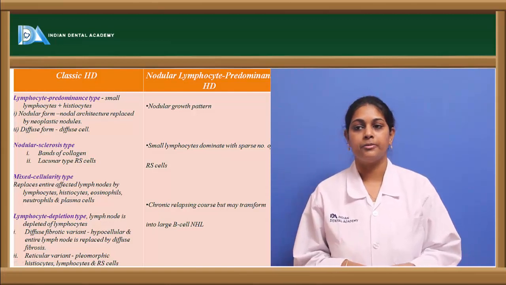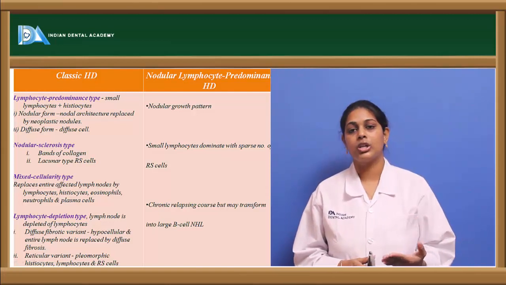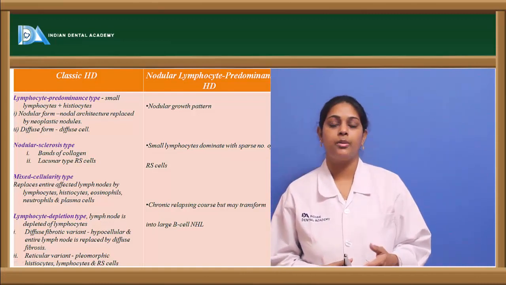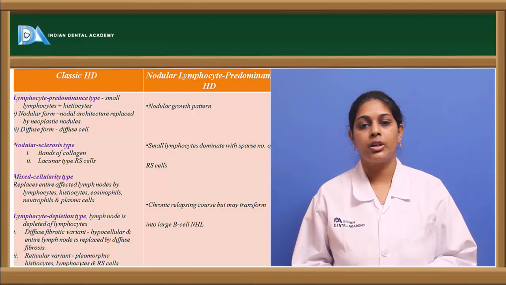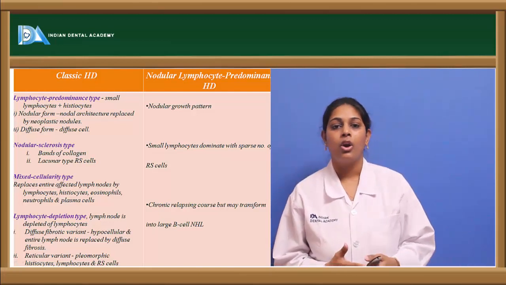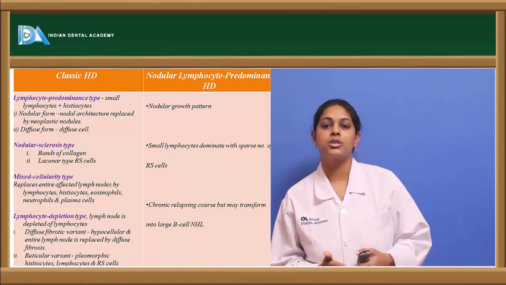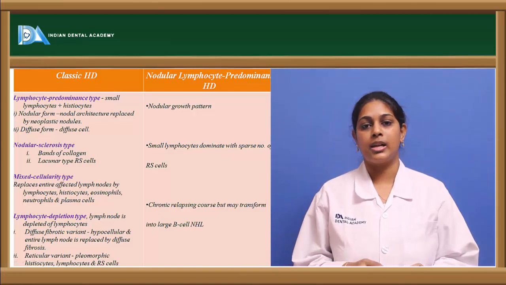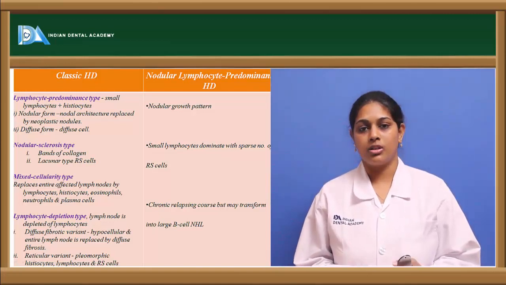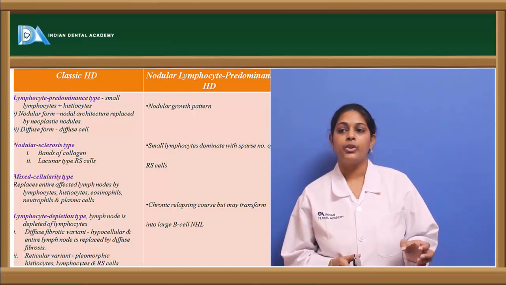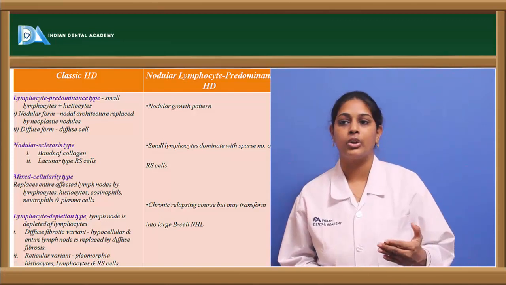The next type is the nodular sclerosis type, where we see bands of collagen. In these bands of collagen, there is fibrosis, that is, the collagen binds together or hyalinizes itself, and amongst these hyalinized layers, the cells are also disposed or scattered throughout, and can be seen among these fibrosed areas. So this is the bands of collagen type of variant under the nodular sclerotic type.